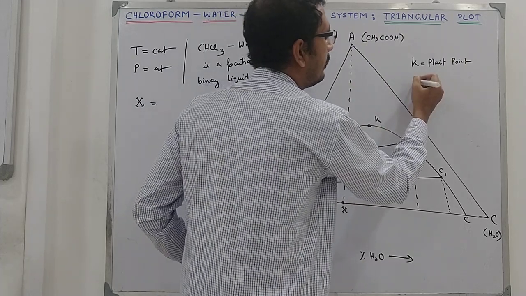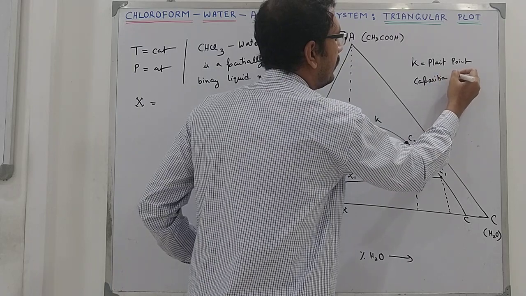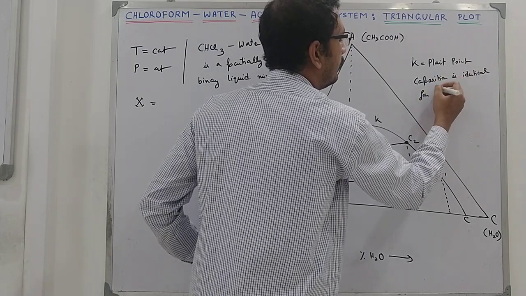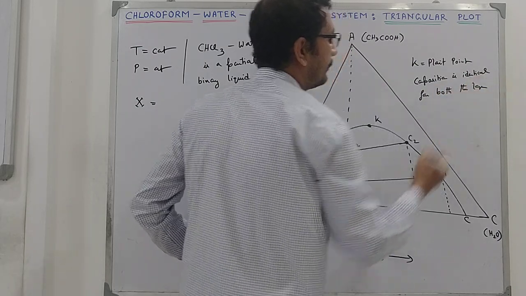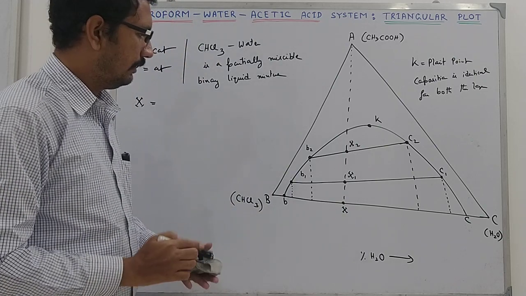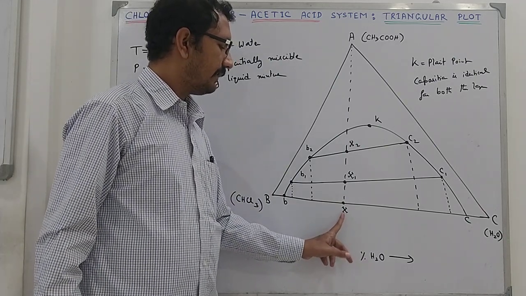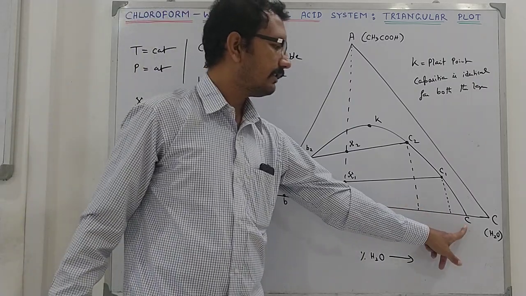The feature of this point is the composition is identical for both the layers. See, when we have started with the composition X, it is getting separated into 2 layers, one layer having composition B and one layer having composition C.